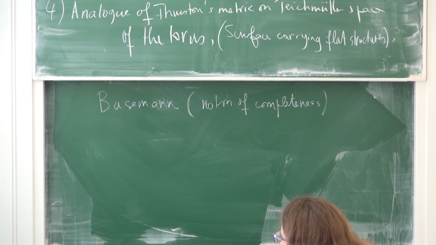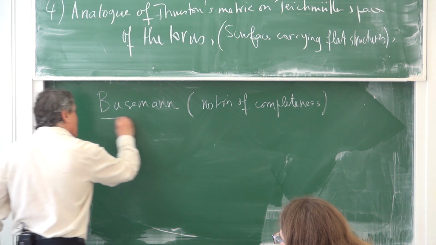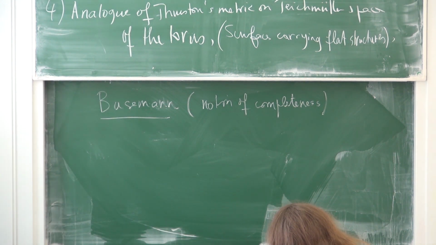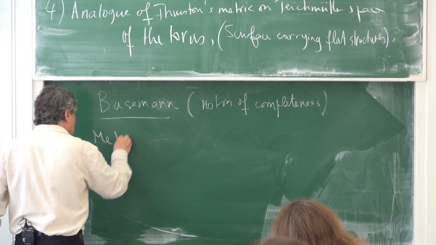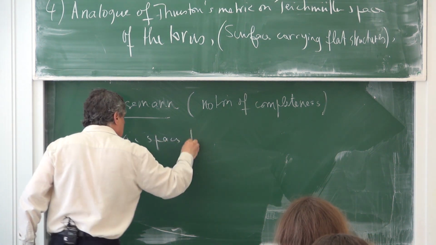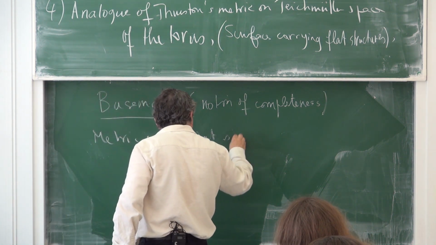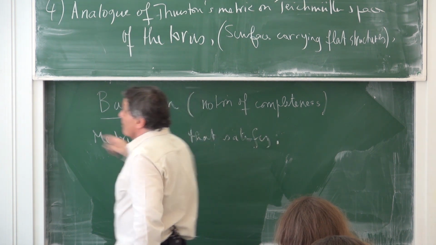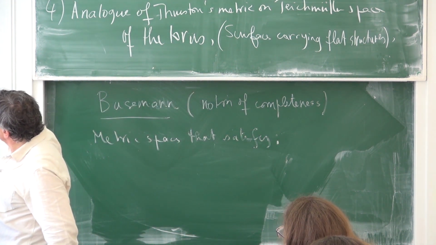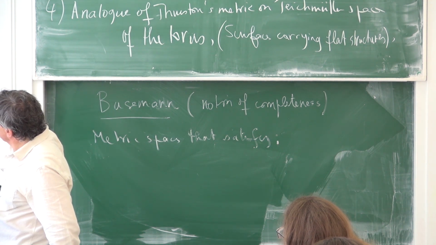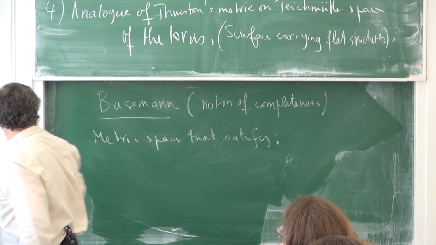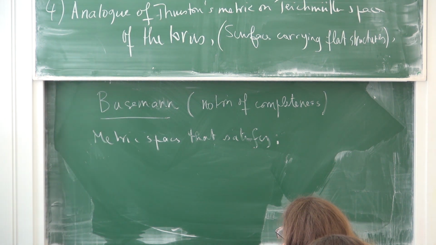puts it as an axiom. Otherwise, things are very complicated. I mean, you don't get interesting notions. So this is for metric spaces that satisfy this kind of property. But you see, for converging to zero instead of to infinity, and let me tell you how.